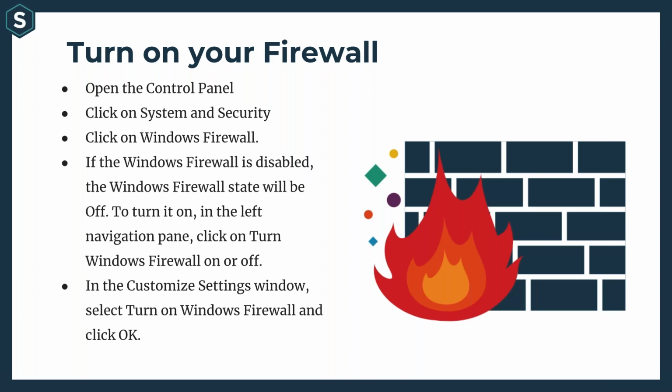Click on the Start menu or hit the Windows key, open the Control Panel, click on System and Security, click on Windows Firewall. If the Windows Firewall is disabled, the state will be off. To turn it on, in the left navigation pane, click on Turn Windows Firewall on or off. In the Custom section, in the Customize Settings window, turn on Windows Firewall and click OK.